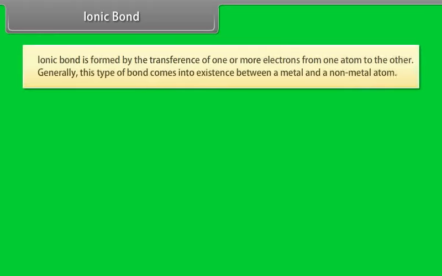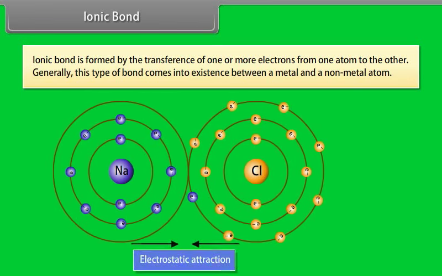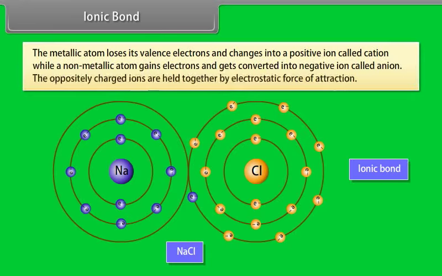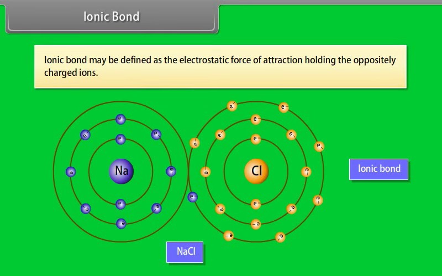Ionic bond. An ionic bond is formed by the transference of 1 or more electrons from one atom to the other. Generally, this type of bond comes into existence between a metal and a non-metal atom. The metallic atom loses its valence electrons and changes into a positive ion called a cation, while a non-metallic atom gains electrons and gets converted into a negative ion called an anion. The oppositely charged ions are held together by electrostatic force of attraction. An ionic bond may be defined as the electrostatic force of attraction holding the oppositely charged ions.